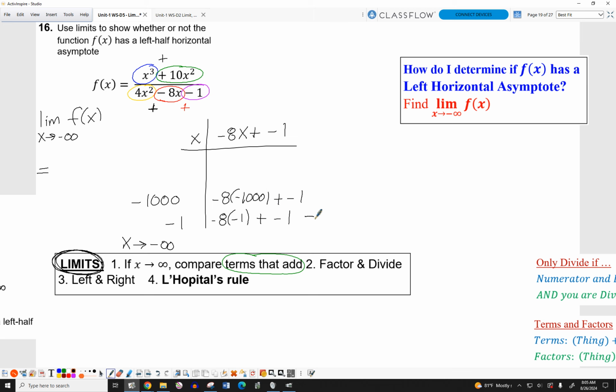So let's see, total here. This would be 8, that'd be 7. This would be, interesting, 7,999. And then if we keep going, we're going to see something very similar.